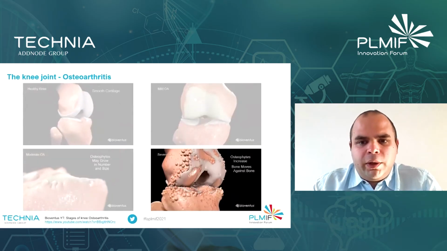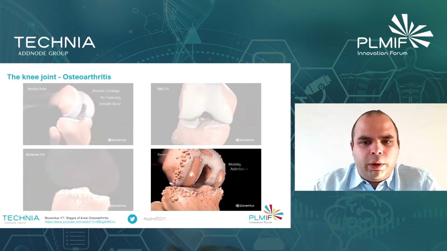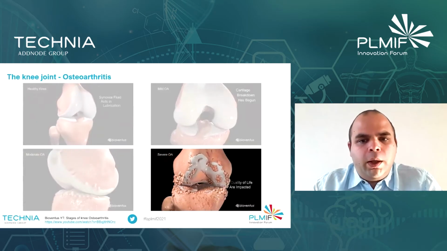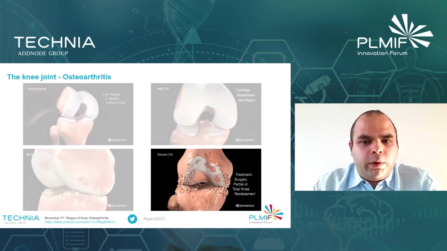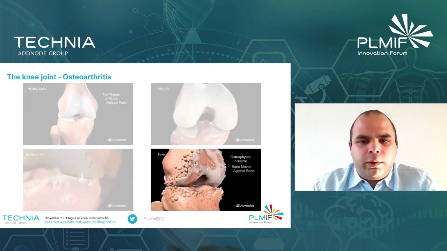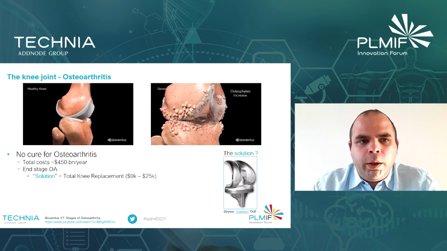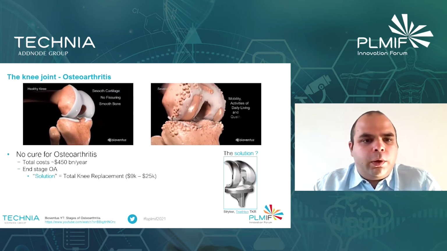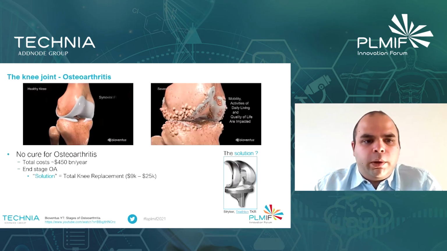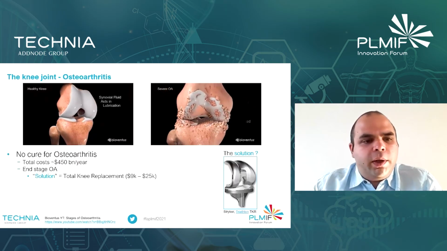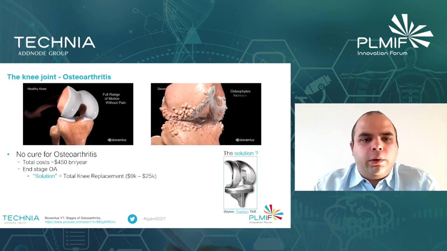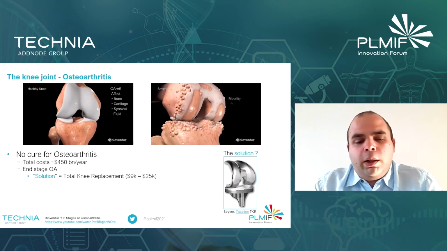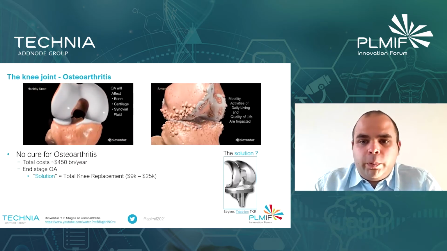Lastly, in the final stages, you have full cartilage deterioration. You have bone-on-bone contact, which is quite painful, and you have very big bone spurs, and you can see this kind of grinding motion of the knee joint. Currently, there's no cure for osteoarthritis. The total costs are around 450 billion a year. And towards the end stage, or severe OA, the solution is a total knee joint replacement, which can be between 10K and 25K per patient.